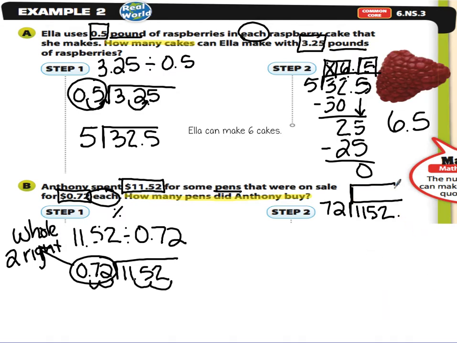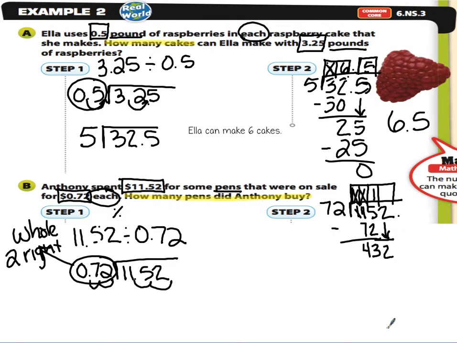So again, we're going to put up seats for everybody at the party, just in case. Can 72 go into a 1? No. Can 72 go into 11? No. Can it go into 115? Yes, it can. It can go into 115 one time. Minus 72. 5 minus 2 is 3. 11 minus 7 is 4. Bring down the 2.